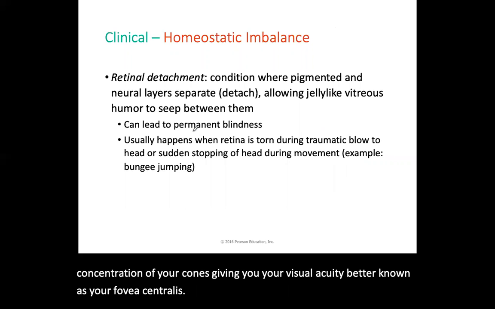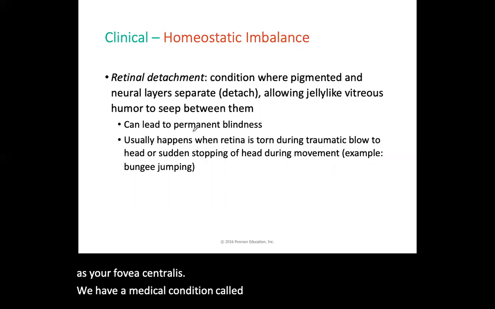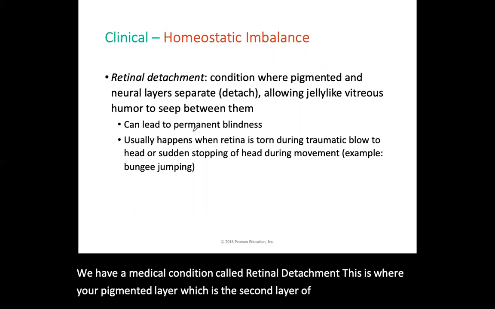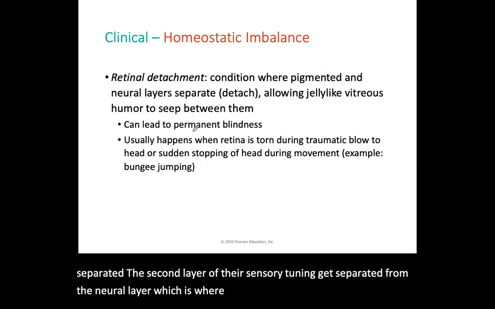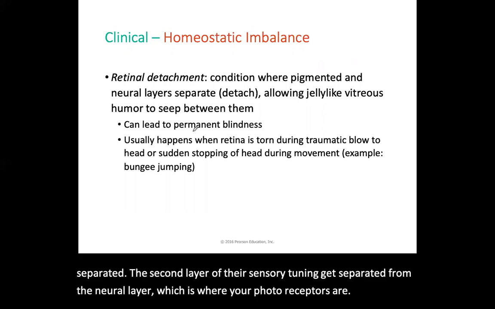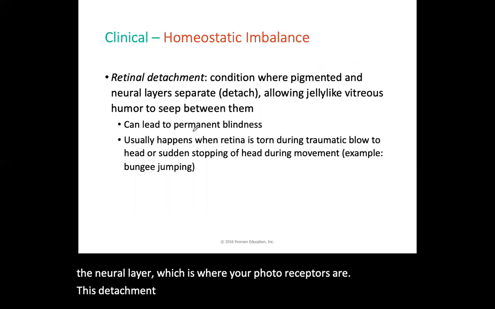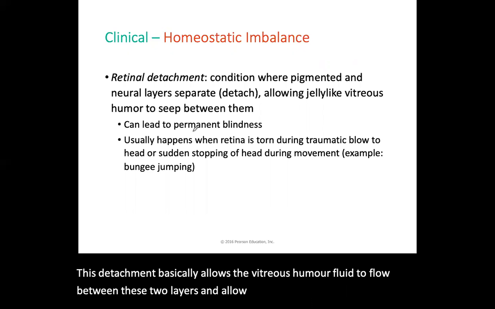We have a medical condition called retinal detachment. This is where your pigmented layer, which is the second layer of the sensory tunic, gets separated from the neural layer, which is where your photoreceptors are. This detachment basically allows the vitreous humor fluid to flow between these two layers and allow the separation of these two layers.